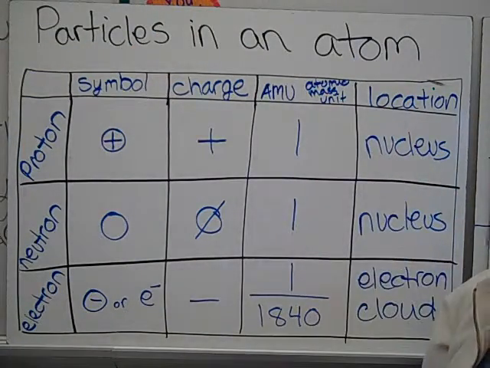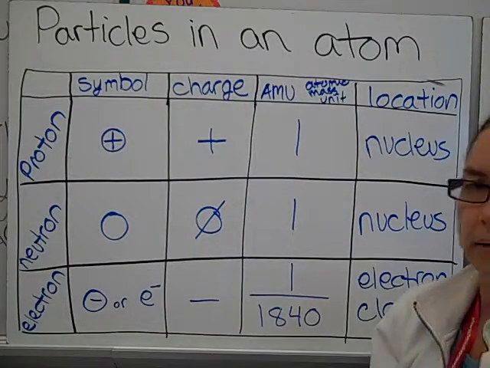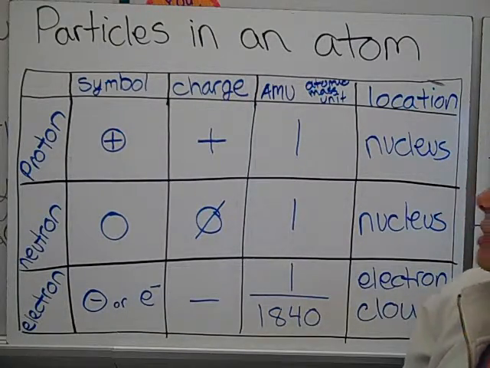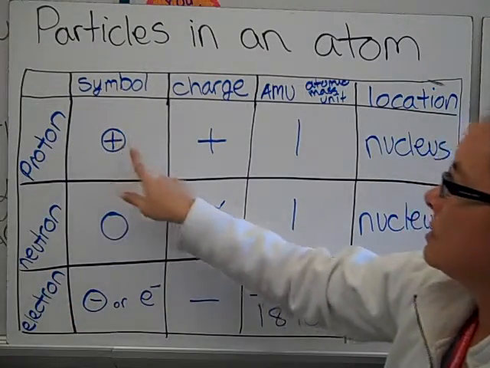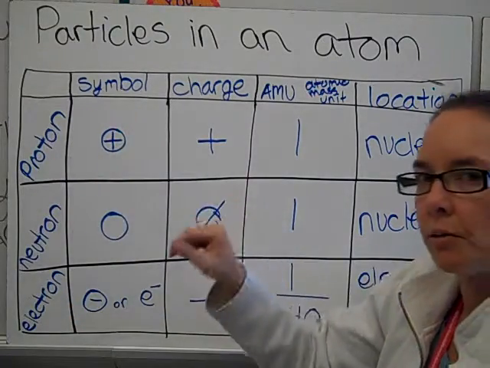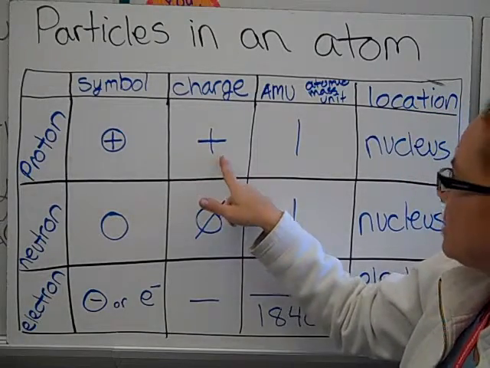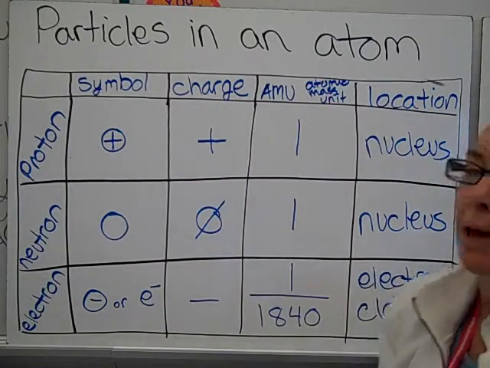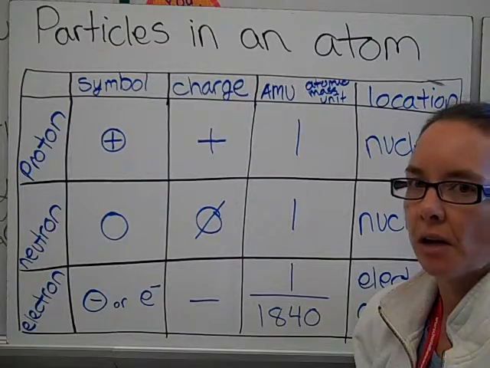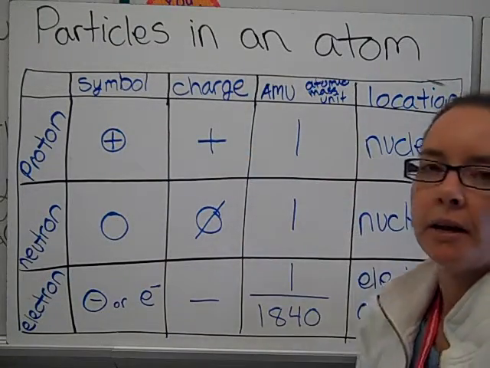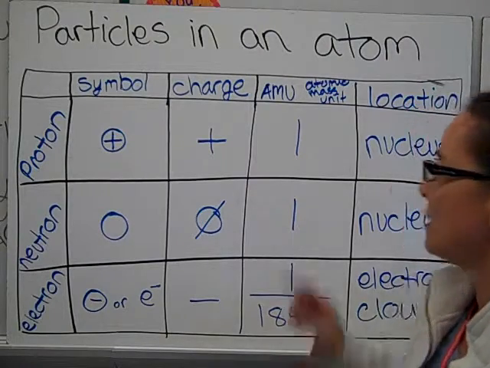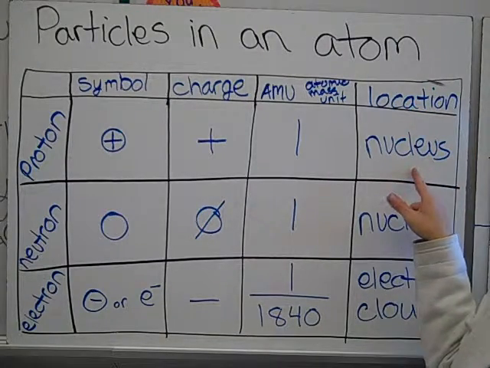Here's a chart that goes over the different particles in the atom that we just mentioned. We have protons, neutrons, electrons. Protons we symbolize with the little circle with the plus. They have a positive charge. The atomic mass unit is their relative size. So protons and neutrons are about the same size, and we consider those one atomic mass unit, and they are located in the nucleus.